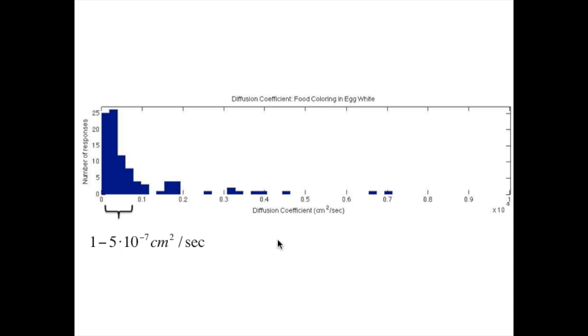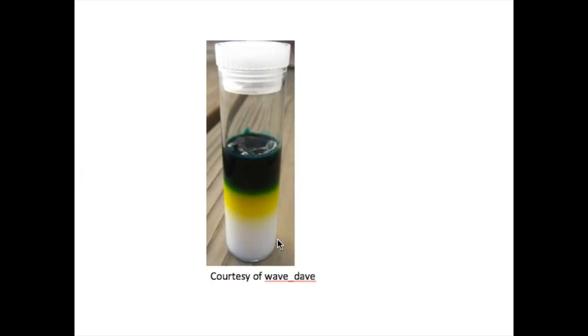Also, as some of you pointed out, when you think about the food coloring, it really depends on what kind of food coloring you use. And one student did this beautiful experiment showing how the different types of food coloring can diffuse at different rates. This is actually egg white that has been boiled in a test tube. Wave Dave did this experiment, and he just put green coloring on the top and then watched as the yellow particles diffused faster than the blue particles.